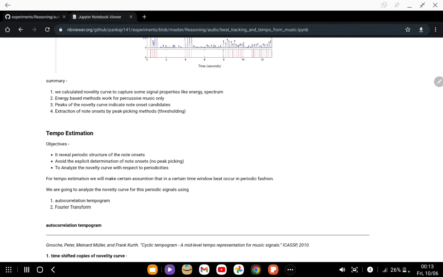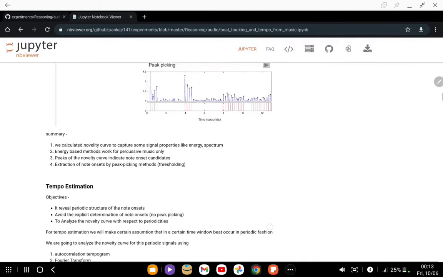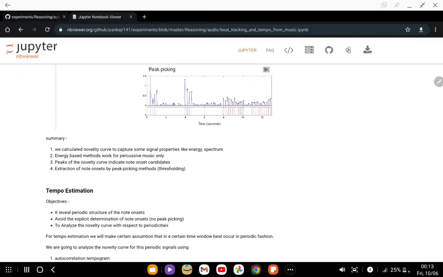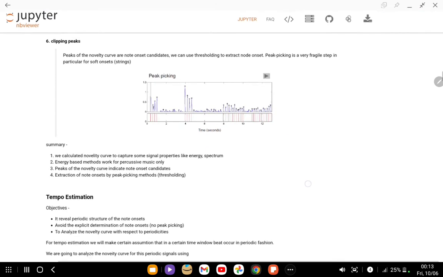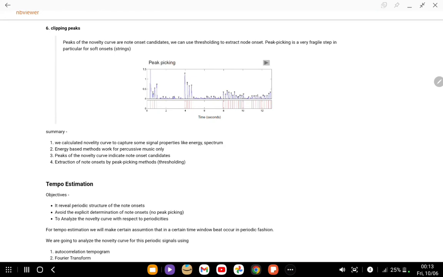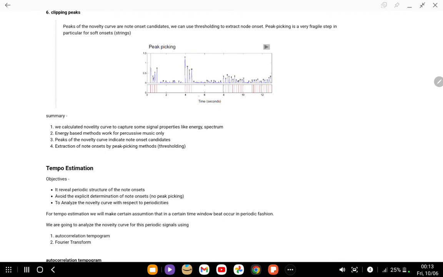The second thing we want to do is avoid note onset determination by peak picking, which, as we mentioned earlier, is like putting a threshold above a certain value and saying, okay, the notes which have strength above a certain threshold are our onsets. We are going to avoid that. And third, we are going to analyze the above novelty curve with respect to periodicities.